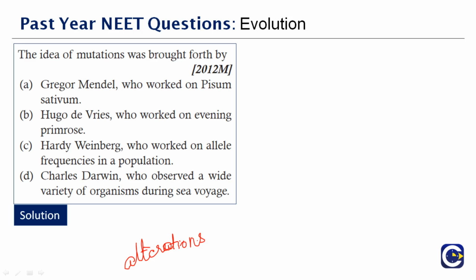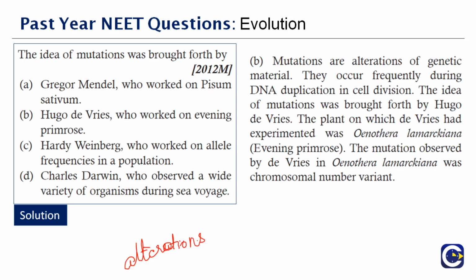The plant on which he conducted this experiment was evening primrose. The mutation observed by Hugo de Vries was a chromosomal number variant. So the right answer to this question is option B, Hugo de Vries, and he worked on an evening primrose and found a mutation or a chromosomal number variant. That was due to the mutation that occurred. This question was asked in the year 2012. Don't forget, mutations are nothing but the alterations that happen during cell division.